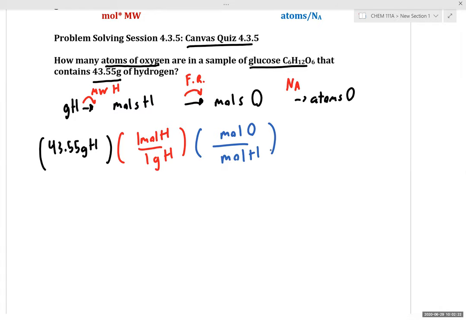What is our mole to mole ratio of oxygen to hydrogen? Looking at our chemical formula, we have how many moles of oxygen per how many moles of hydrogen? 6 to 12, yep. We have 6 moles of oxygen per every 12 moles of hydrogen. Perfect.